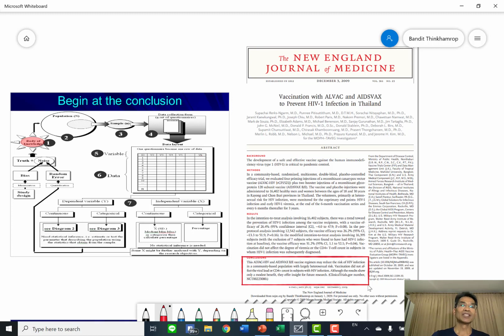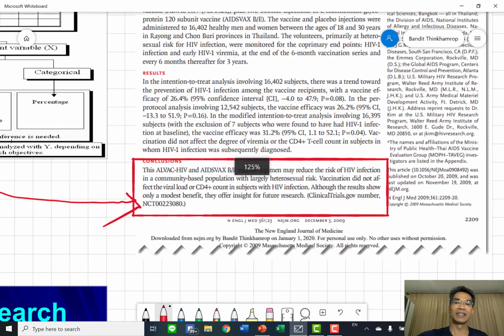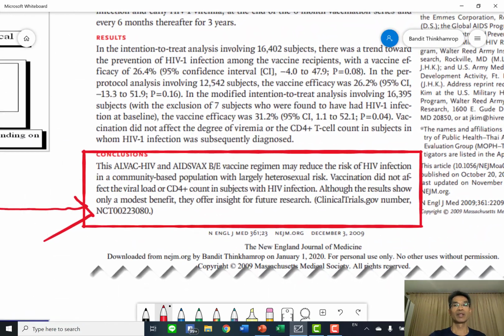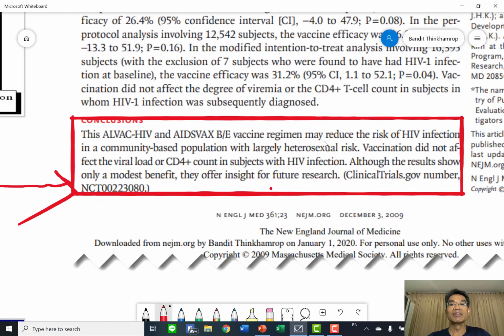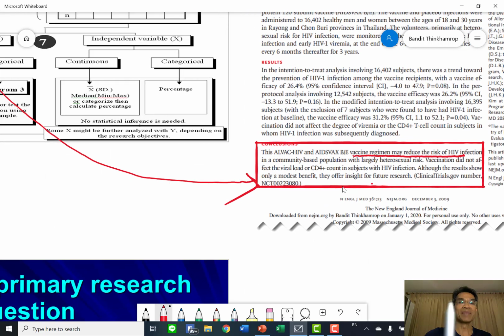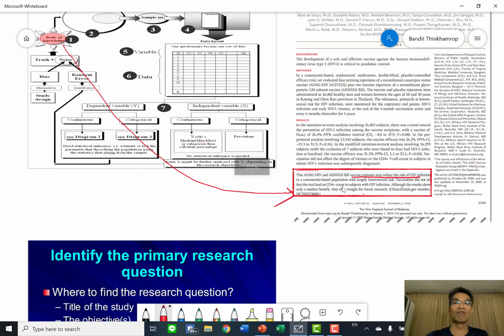Okay, so here is what I mean by begin at the conclusion. Now take a closer look at this. The main findings, the main conclusions. So here, this vaccine regimen may reduce risk of infection. So this is the main finding. This is what I mean by begin here. Then what next?